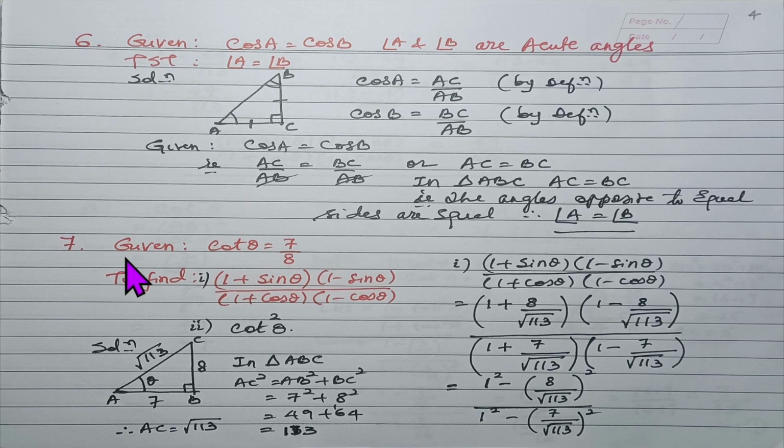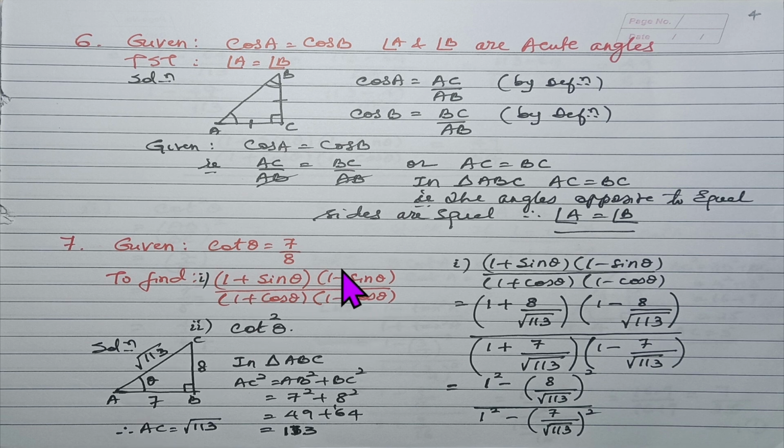Now the example number 7, we are given cot theta is equal to 7 by 8, and we have to find (1 plus sin theta) into (1 minus sin theta) upon (1 plus cos theta) into (1 minus cos theta). Now let us understand how to do this. Let us draw a triangle first, ABC. Now cot theta is AB by BC, that means 7 by 8. So find AC by Pythagoras theorem. AC square is equal to AB square plus BC square, that is 7 square plus 8 square, 49 plus 64, that is 113. So AC will be square root of 113.